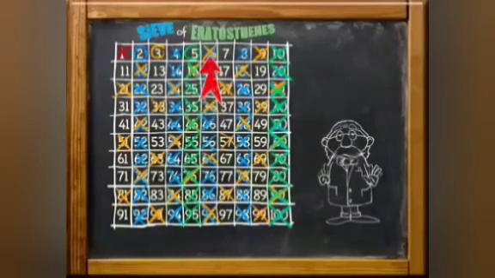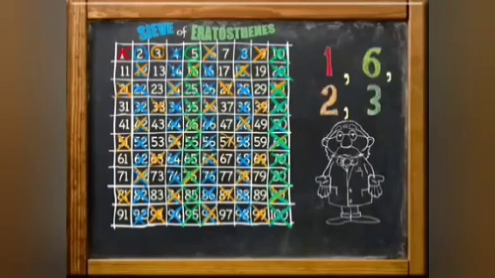6 is not a prime number. Do you know why? Because 6 has more than 2 factors. Its factors are 1, 6, 2, and 3. All the multiples of 6 are already crossed out, because if a number is a multiple of 6, it already had factors of 2 and 3.